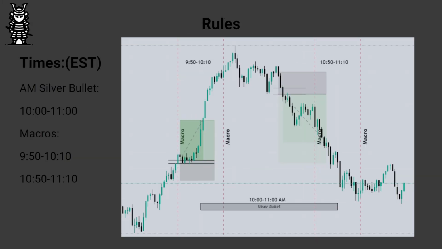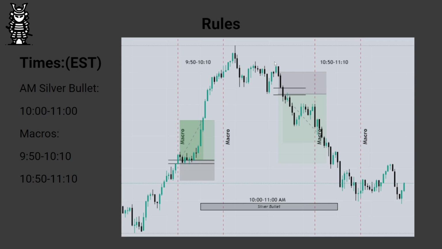Now I'll be showing you what times we actually execute on the Silver Bullet. So on the left, we have our 9:50 to 10:10 macro. We create a fair value gap. We could use this as our entry to target buy side. Say we miss this, maybe we didn't have all the right confluences, we weren't sure. Okay, well, we still have a whole other hour and the next macro to enter.